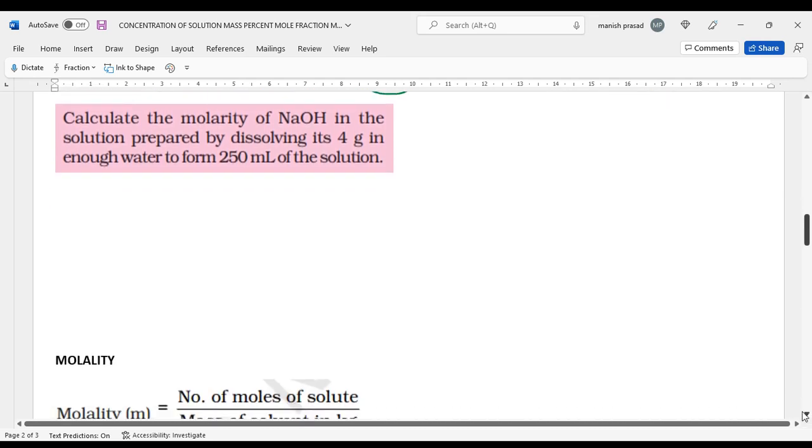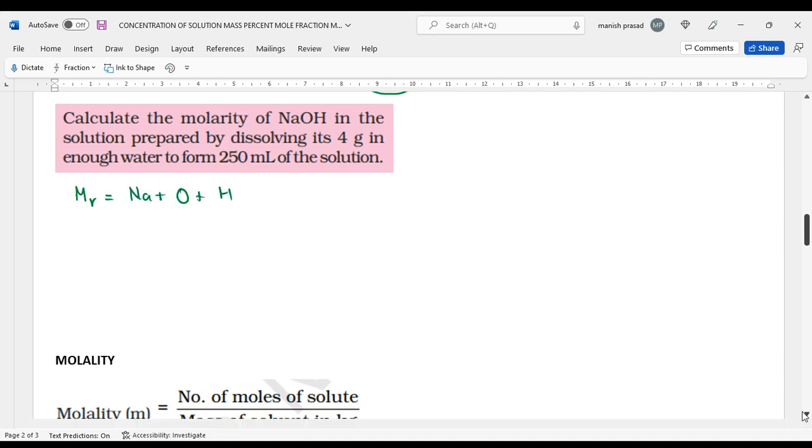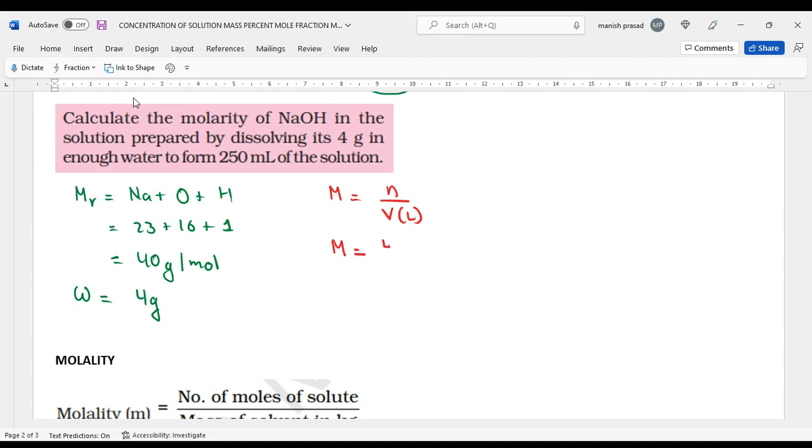Let's see. First of all, the relative molar mass of NaOH. 1 Na, 1 oxygen, 1 hydrogen, 23 plus 16 plus 1, that is 40 grams per mole. Now, dissolving 4 grams, given mass is 4 grams. Okay, molarity, what is molarity? Molarity is equal to number of moles divided by volume in liters. Number of moles is the given mass over the molar mass, divided by volume in liters, but the volume, my dear friends, is given in ml.